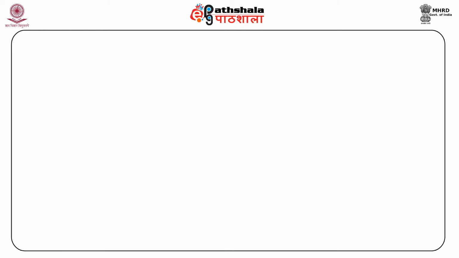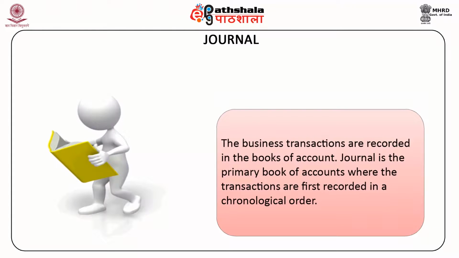Now next, we will talk about the journal. The business transactions are recorded in the books of account. Journal is the primary book of accounts, where the transactions are first recorded in chronological order. They are recorded from the accounting vouchers, which are in turn prepared from source documents like cash memo, invoices, purchase bills, etc.